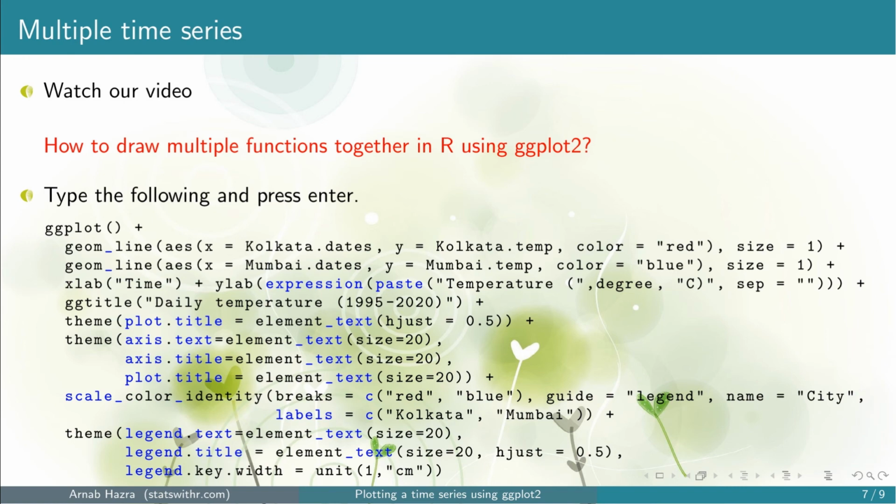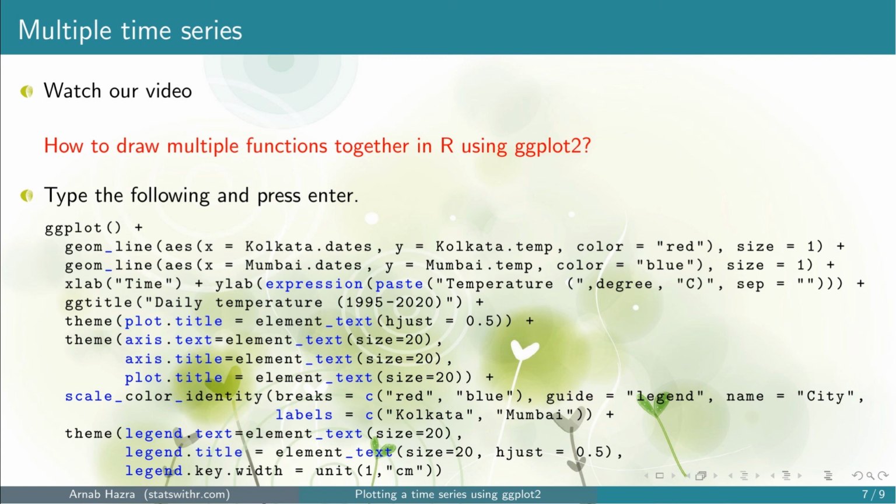In the eighth line, we add the function scale_color_identity. This helps to add the colors we want. This replaces the default colors of the package ggplot2. If you don't set guide equals to legend, the legend would disappear. Here, name equals to city adds the legend title. Labels equals to the vector with elements Kolkata and Mumbai creates the legend labels.